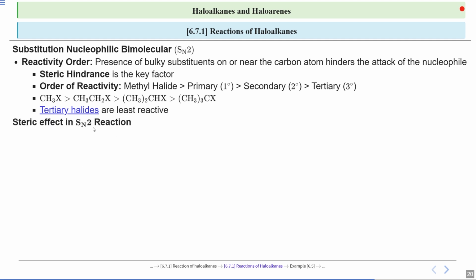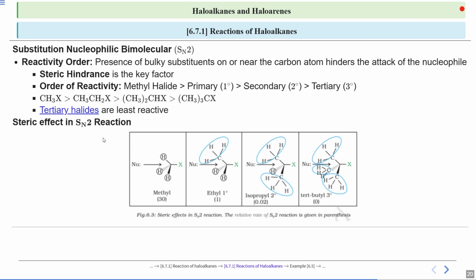Steric effect in the SN2 reaction. If you look at this diagram, figure 6.3, steric effects in the SN2 reaction, the relative rate of the SN2 reaction is given in parentheses. This is methyl halide, CH3X. The nucleophile attacks from the opposite side of the carbon-halogen bond, and it can easily attack because only small hydrogen atoms are bonded with the carbon. So the relative rate is 30.